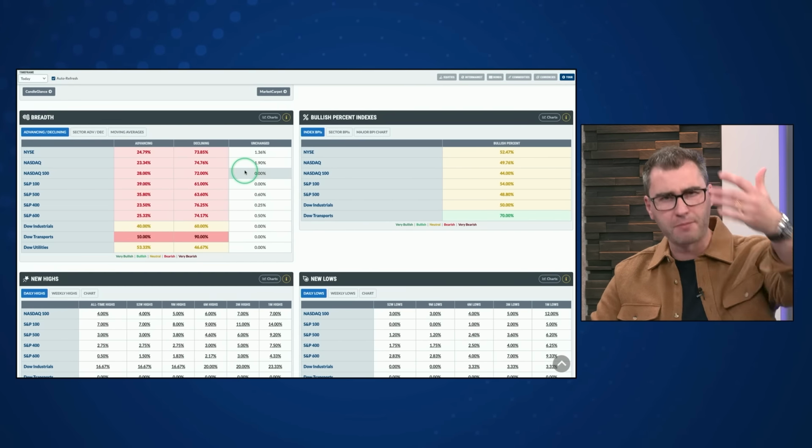So for instance, in the NYSE, we can see the percentage of stocks above their own 20-day, 50-day, 100-day, and 200-day, just like we had on the table. We've color-coded those, so the blue ones are always going to be the 20-day.